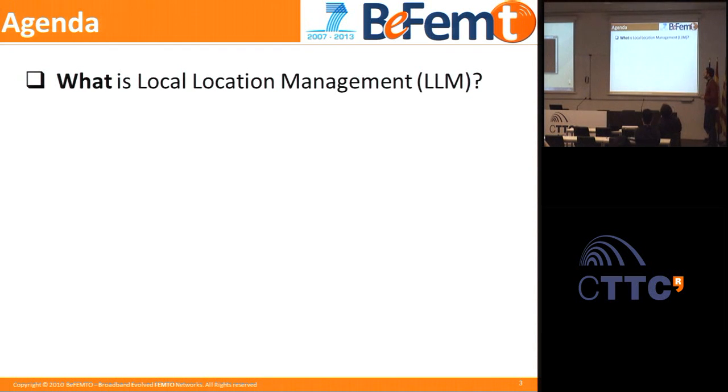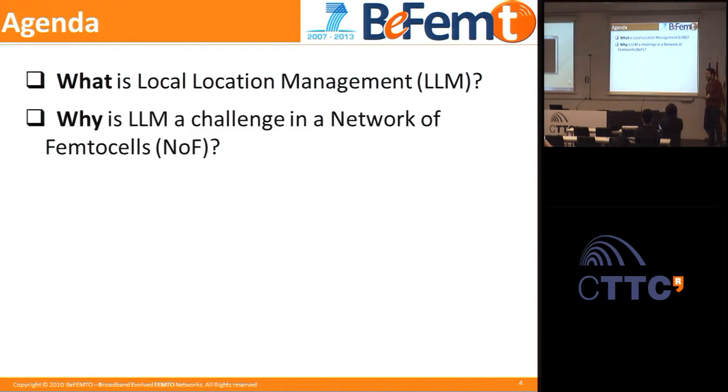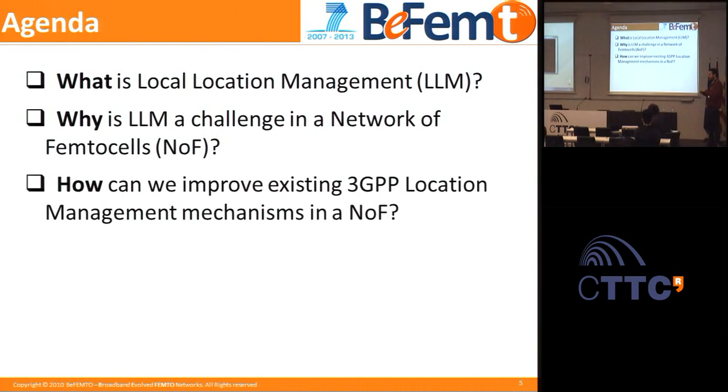What is it? The second question would be, why is local location management a challenge in a network of femtocells scenario? And the third question would be, how can we improve the existing 3GPP mechanisms with regards to location management in a network of femtocells? So, you see, 3 questions. No big deal. Just 3 questions.